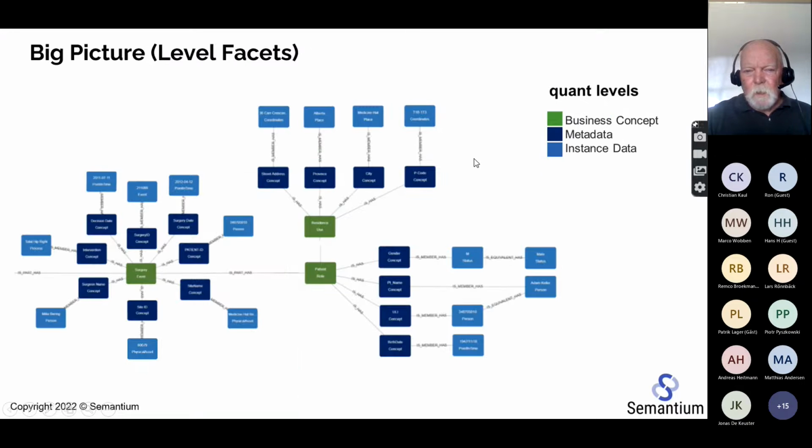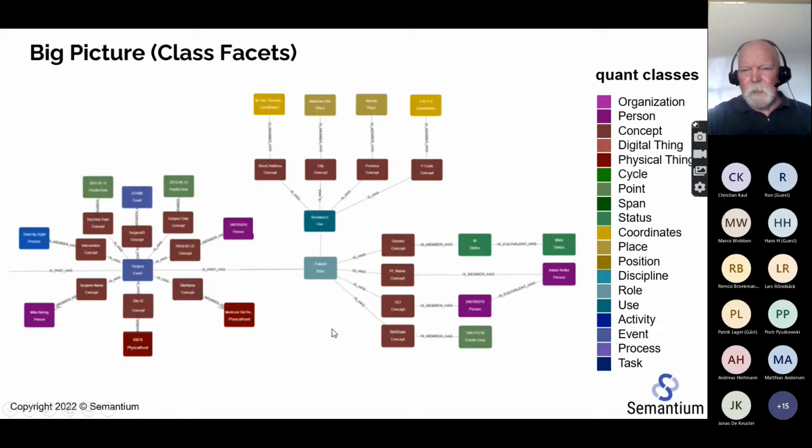So this is what it looks like all together. So this is the model. Like I say, I didn't put the orthopedic surgeon off to the left here, but this is the model levels. So business concept, and they have different classifications. This is the metadata in dark blue, and then the instance values in light blue. This is what it looks like when you switch filters from the level view to the class view. Again, these are the connectors. These are the business concepts, and then these are metadata in the maroon color. And then we have the classes of instance data around the edges.